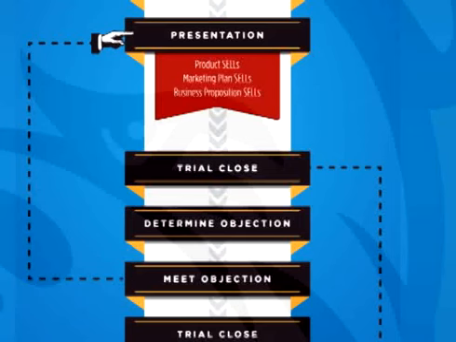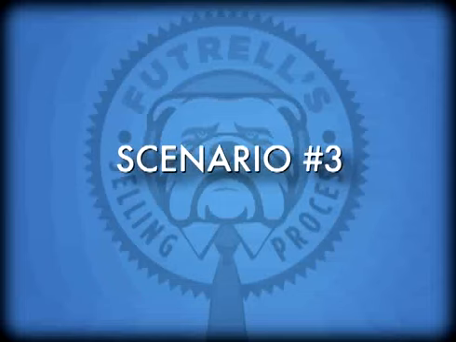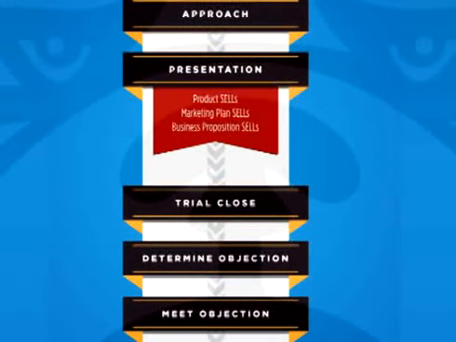Off you go to see your next prospect or customer. Scenario 3. In Scenario 3, you go through your presentation. Everything seems great. You verify with your trial close before asking for the order. You receive a positive response, so you close. During the close, an objection occurs, causing you to determine the objection.